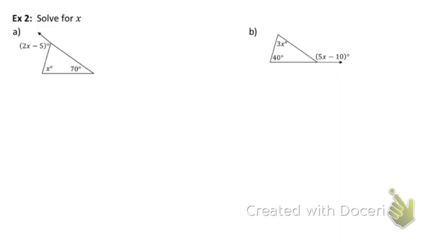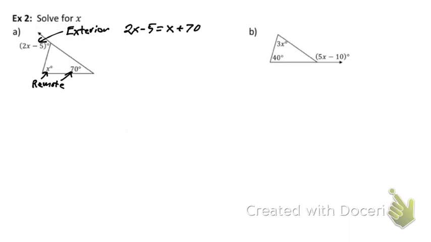Our first one says A, our exterior angle is 2x minus 5. So that's my exterior. And these are my remote interior because they're the furthest away. And our exterior angle has to equal the sum of our remote interior angles. So that's just going to be 2x minus 5 equals x plus 70.